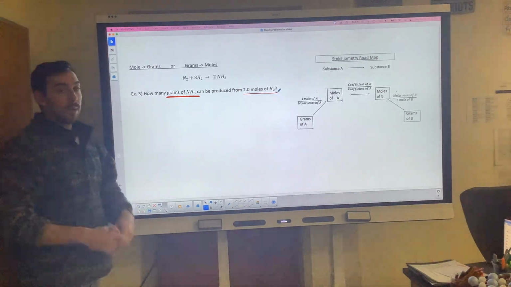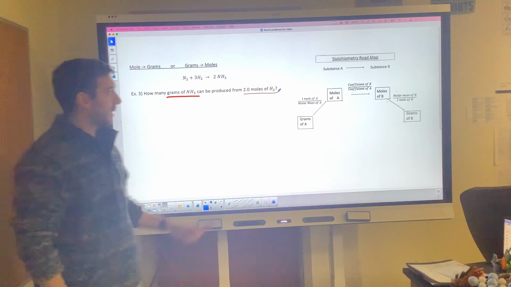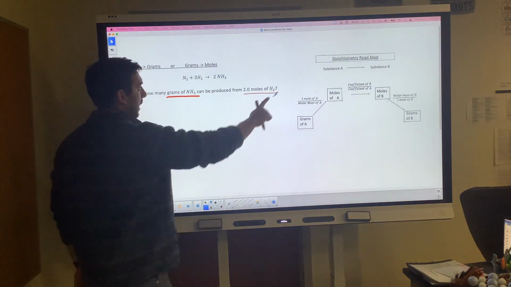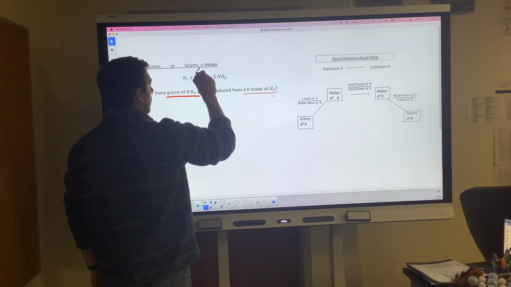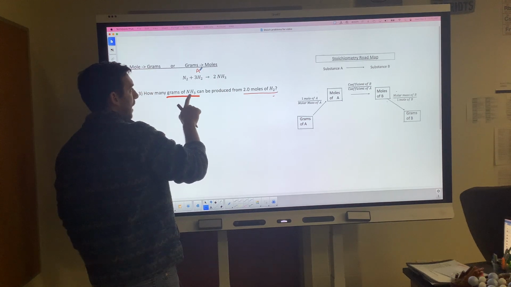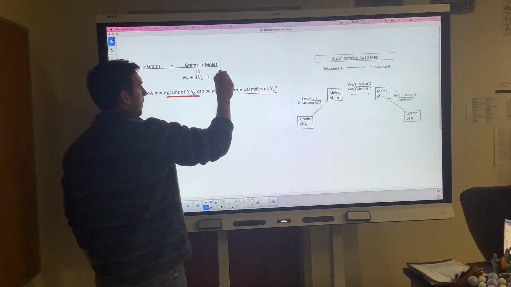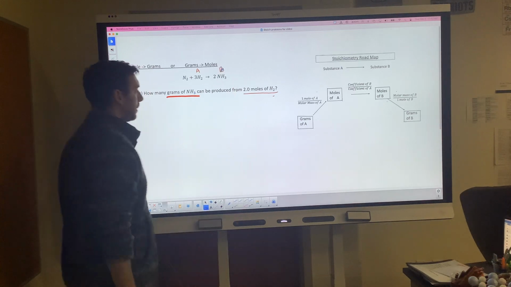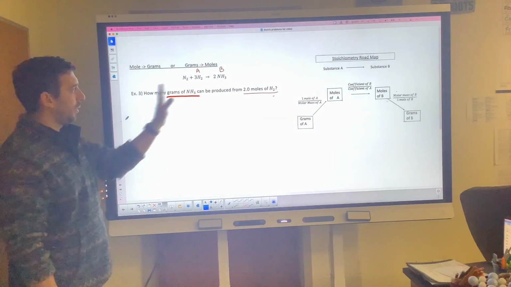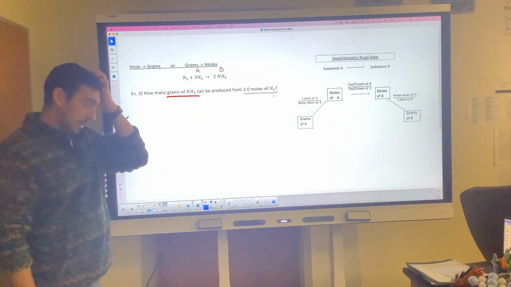All right, so remember, substance A is going to be whichever substance or formula has a number with it. So that means H2, since it has that 2.0, must be A. And then grams of NH3 has no number, so NH3 has to be substance B. Right, so we've labeled our chemical equation and underlined our important information.